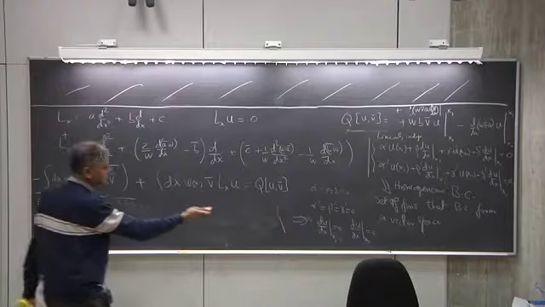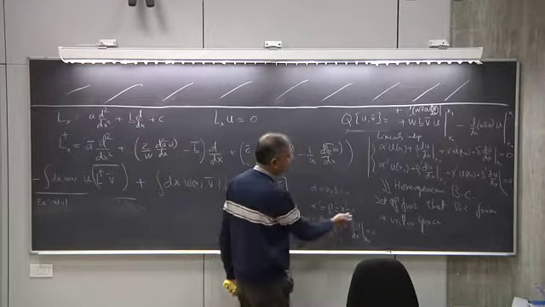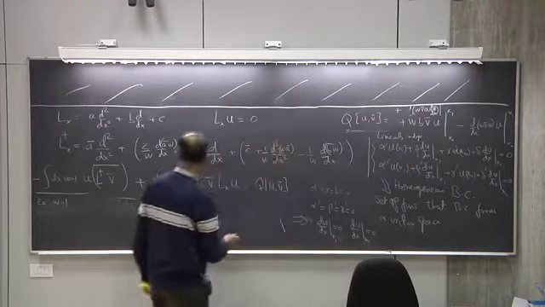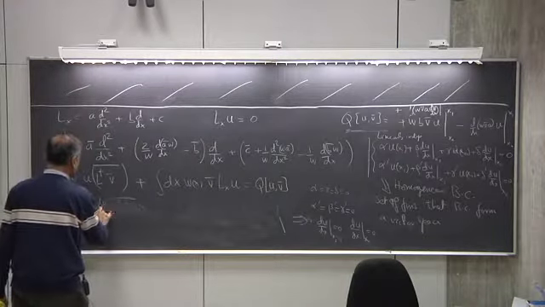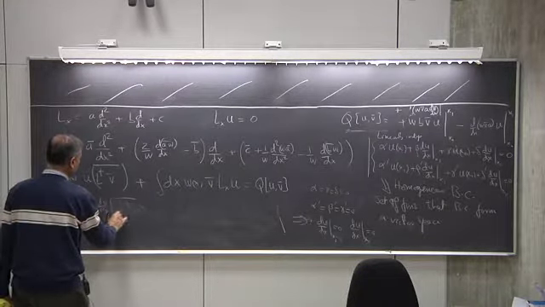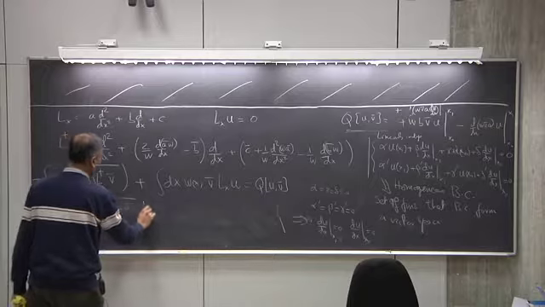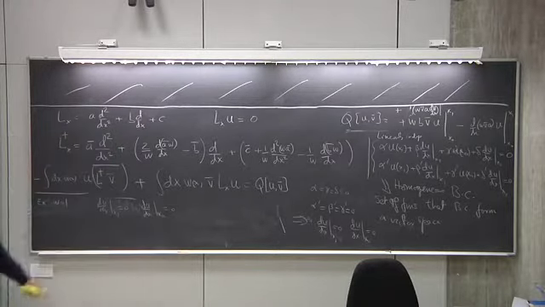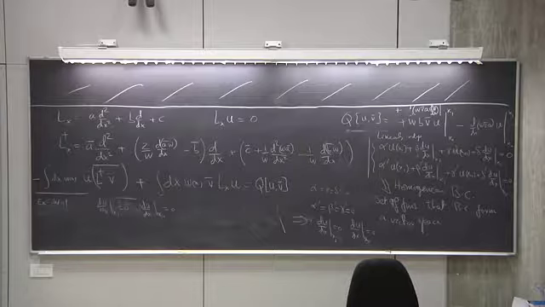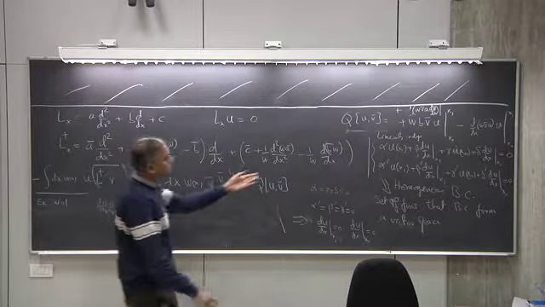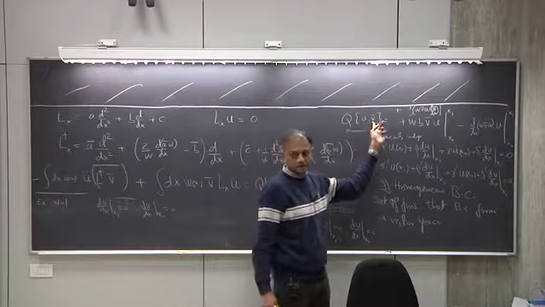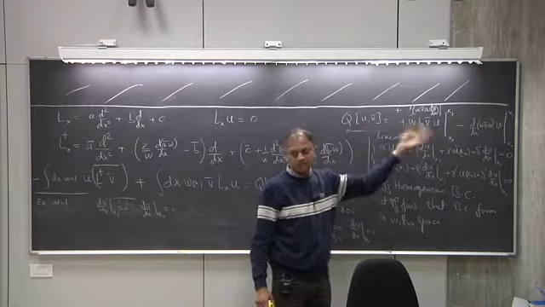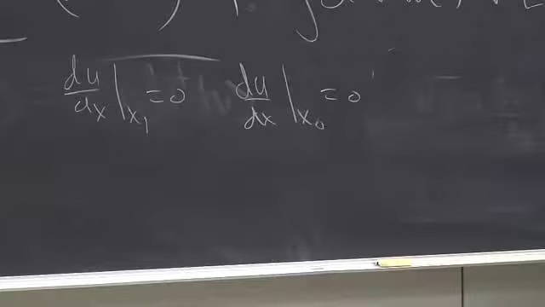And for the initial case, I just choose Neumann boundary conditions. Let's suppose du by dx at x1 equal to 0 and du by dx at x0 equal to 0. Say this is a Neumann boundary condition. Now we want to ask what boundary condition I should choose on V such that this surface term vanishes. So let's see what these are.